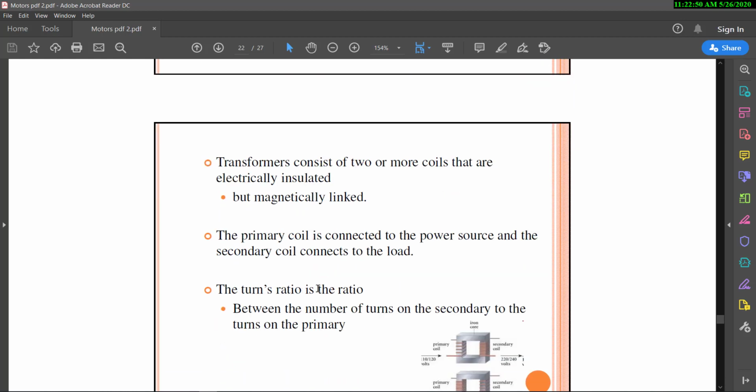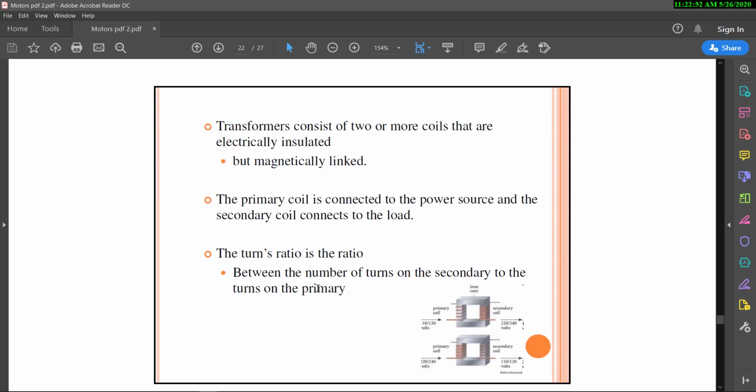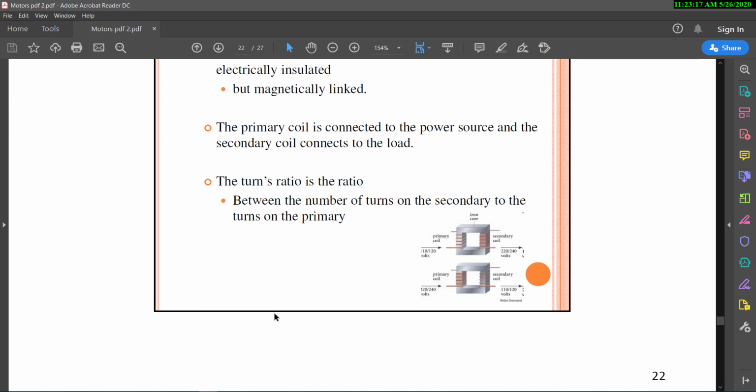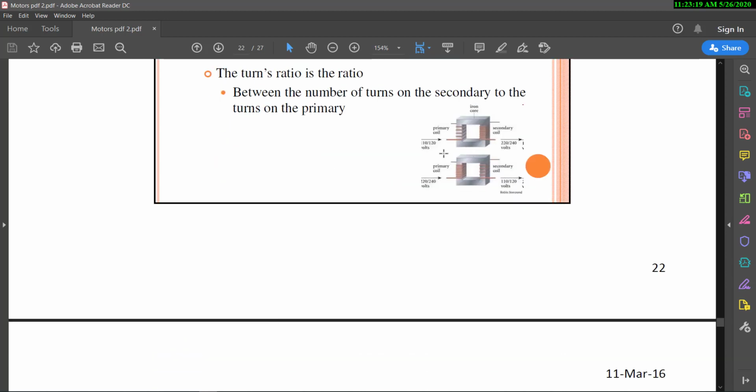Transformers consist of two or more coils that are electrically insulated but magnetically linked. The primary coil is connected to the power source, and the secondary coil is connected to the load. That is, one is the source and the other one is the load, and vice versa. And the turns ratio of the transformer is given by the number of turns on the secondary to the turns on the primary side. This is the primary side, and this is the secondary side.